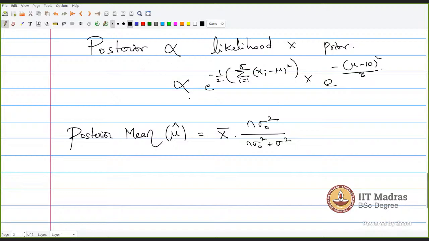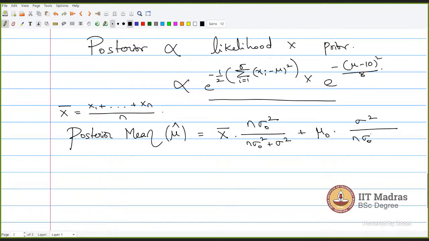Once you have this posterior density, it is proportional to this, and you know it follows some normal distribution when n tends to infinity. So you can compute the posterior mean like this. It is given as x bar times, where x bar is the sample mean, x1 plus and so on up to xn, divided by n. That is multiplied by n sigma naught squared by n sigma naught squared plus sigma squared, plus mu naught times sigma squared by n sigma naught squared plus sigma squared. Is this correct? Yes, this is correct, sir.